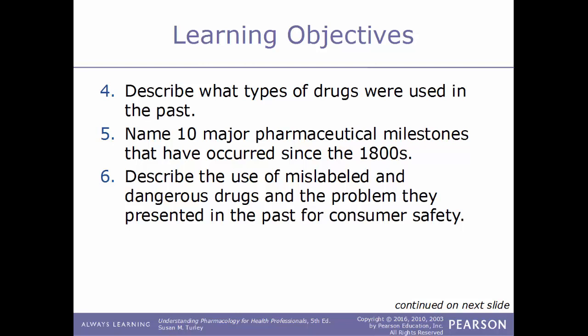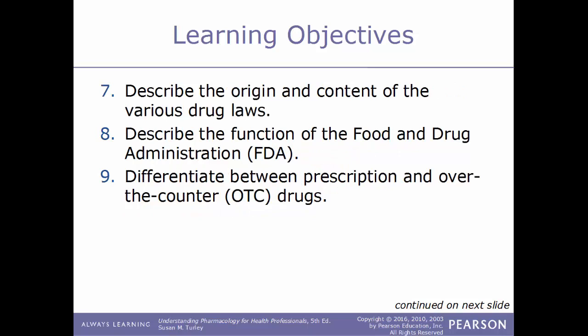Name 10 major pharmaceutical milestones that have occurred since the 1800s. Describe the use of mislabeled and dangerous drugs and the problem that they presented in the past for consumer safety. Describe the origin and content of the various drug laws. Describe the function of the FDA, Food and Drug Administration.